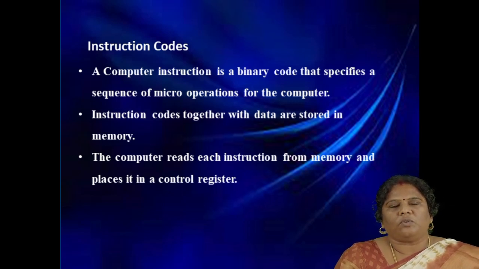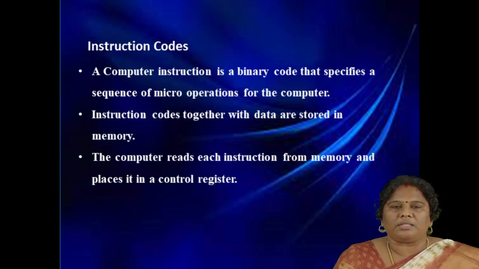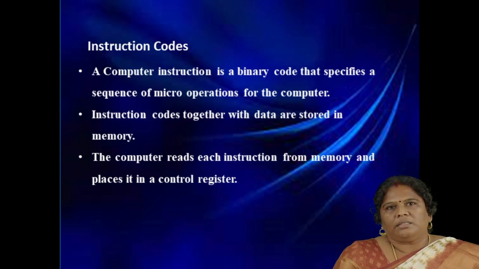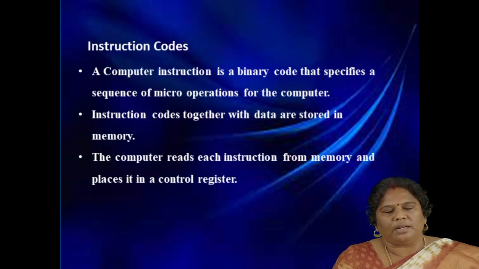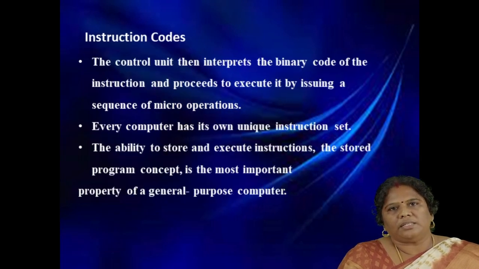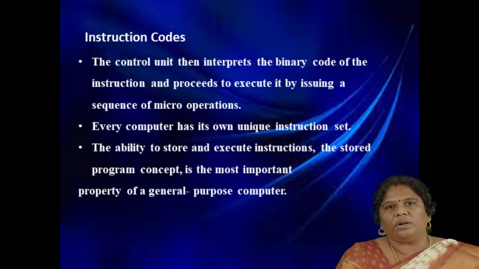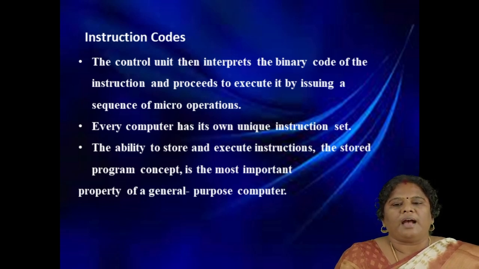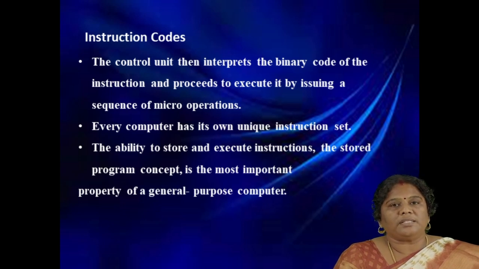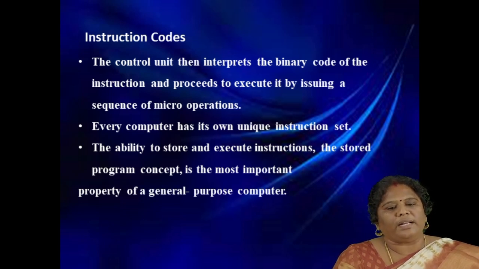The instruction codes are stored in memory. Not only instruction codes, these instruction codes are stored along with data in the computer memory. These instructions are fetched one by one from memory and then stored in a control register. After storing the instructions in the control register, the system control interprets the instruction and executes the micro operations that are specified by that particular instruction.